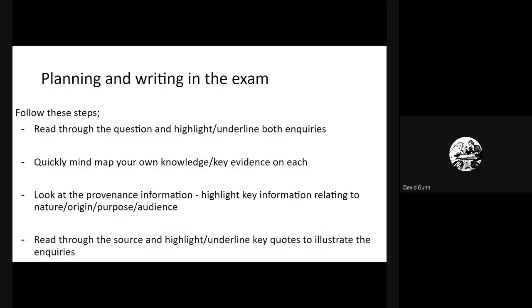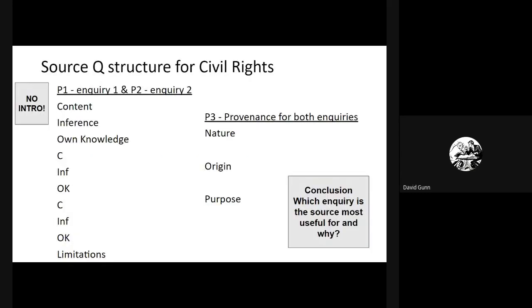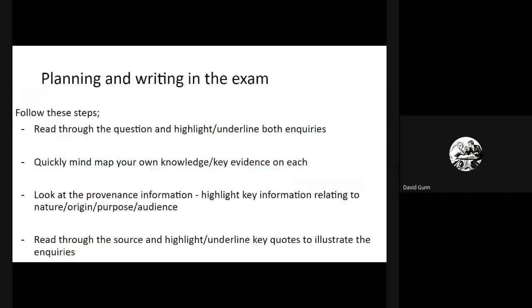Then read the source and highlight or underline the key quotes to illustrate the inquiries. So pick out key parts of the source that relate to the inquiries. Those 4 steps, I would say, are the process before you start writing. And then obviously paragraph 1 is inquiry 1, paragraph 2 is inquiry 2, paragraph 3 is provenance conclusion.